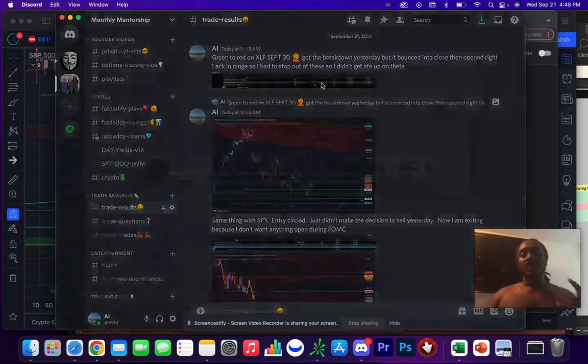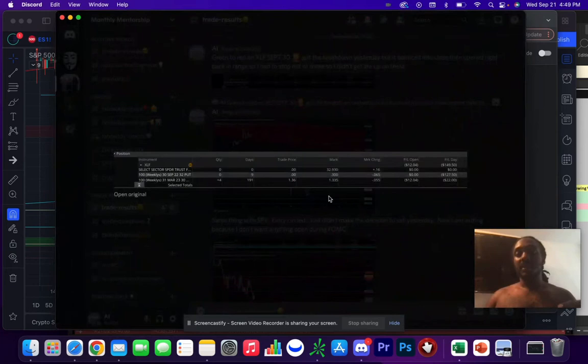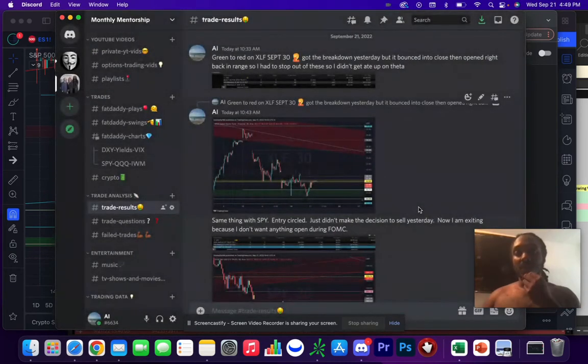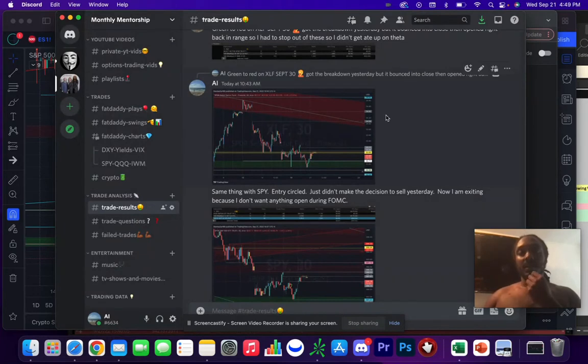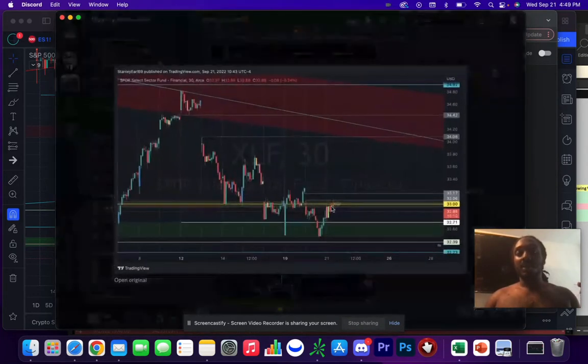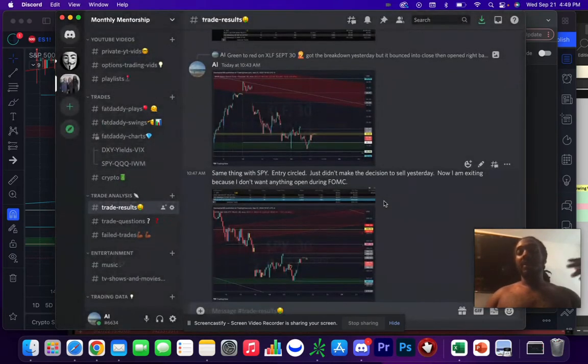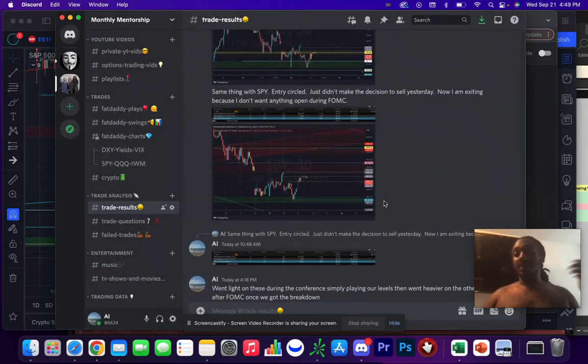So yesterday I got into some XLF shorts. I lost about $150, closed it out for a $150 loss on the day. Coming into today, we got the breakdown, but once it broke down, I didn't sell. So then we got an unexpected bounce into close. I'm not paying attention into close, and then the next day comes, you open higher, and I say I'm just gonna sell because I don't want to sit here and hold this position all day and then wait for FOMC to see if it's gonna stop me out.